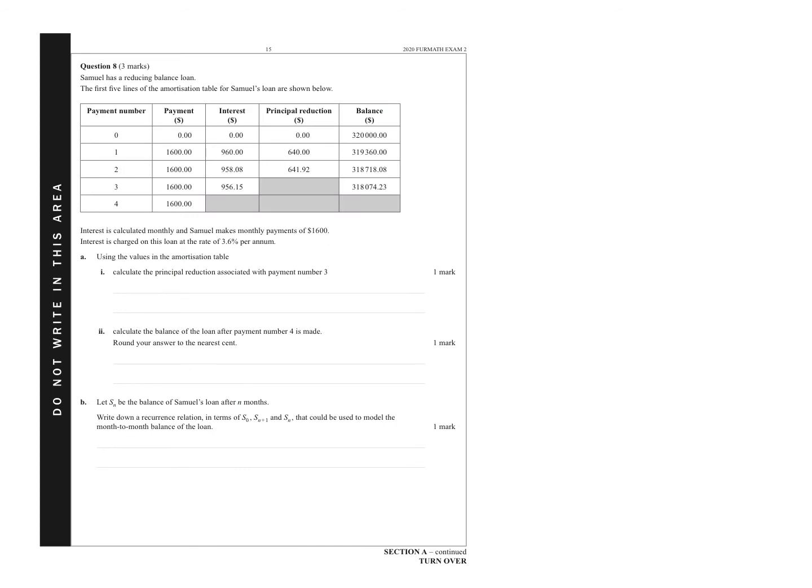Okay, so question 8, Samuel has a reducing balance loan. So really important that we know which one this is. So this is a loan, and we've got an amortization table for this loan. Okay, interest is calculated monthly. So we know PPY is 12, and he makes monthly payments of 1,600. So if you think about it, this is a loan that he's paying back. So the payments would be going back to the bank. So in terms of finance solver, they will be negative. And it says the interest charge is 3.6 per annum.